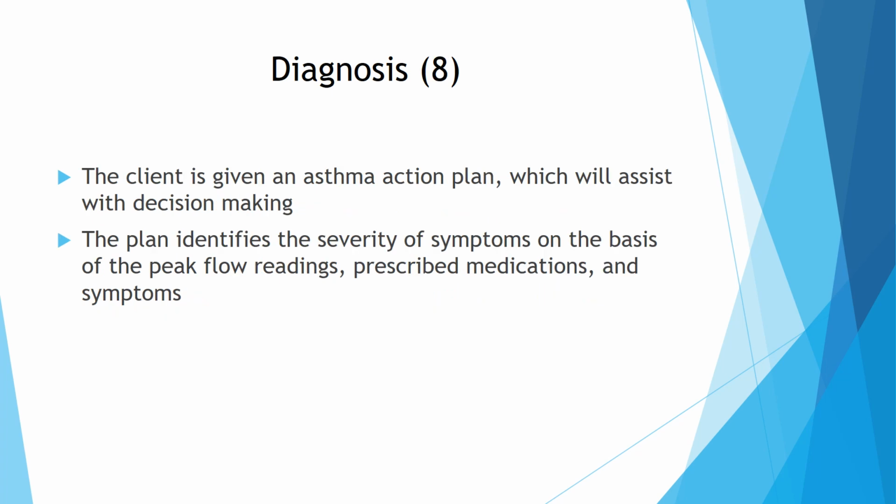So the client will be given an asthma action plan, which will assist with decision-making, not only their decision-making, but they can bring this information to the doctor or use it when they call the doctor. So the plan will identify the severity of symptoms on the basis of peak flow readings, on the basis of their medications, and how they are feeling. What are their symptoms?